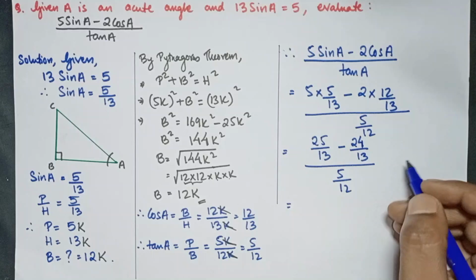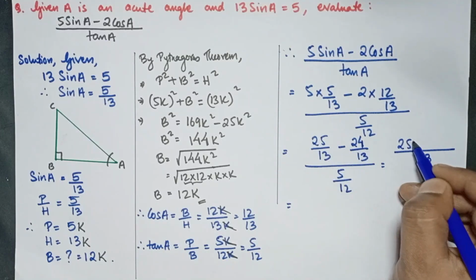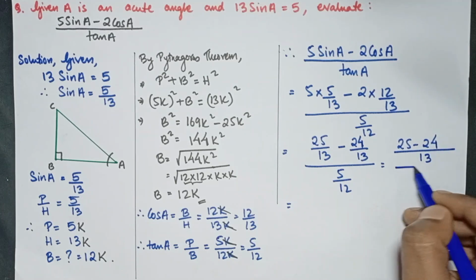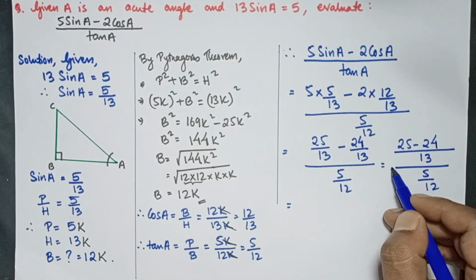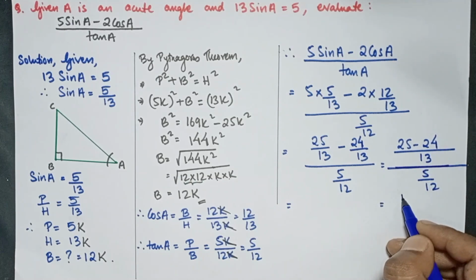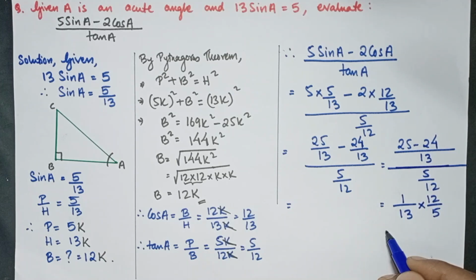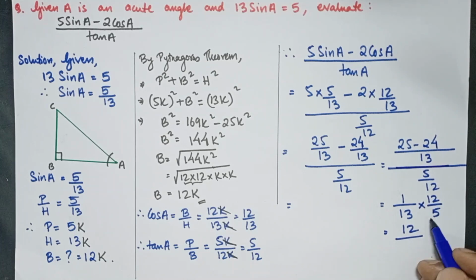So what can I do now? The LCM of 13 and 13 will be 13 only, so I can write 25 minus 24 over 13, divided by 5 by 12. 25 minus 24 is 1, so 1 upon 13 into, when we divide we multiply, 12 will go up and 5 will come down. So 12 ones are 12, and 5 thirteens are 65. I don't think it will get cancelled. This is your final answer.